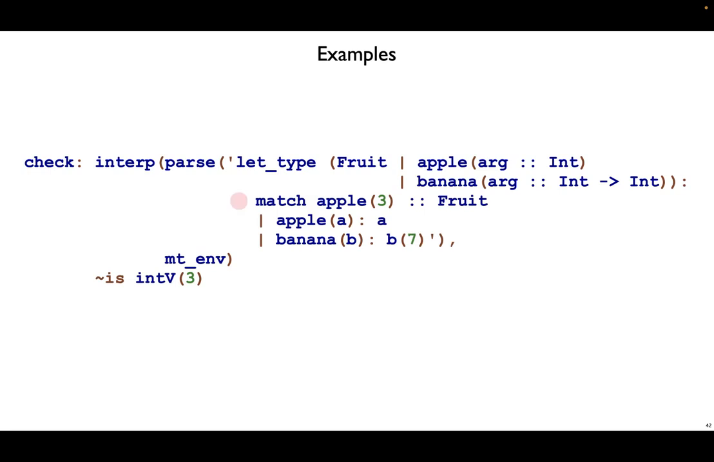Let's look now at match. If we match on the variant apple 3, we would expect to go down this apple case, which should bind the variable a to the value 3. So when we return a, we expect to get back int value 3.